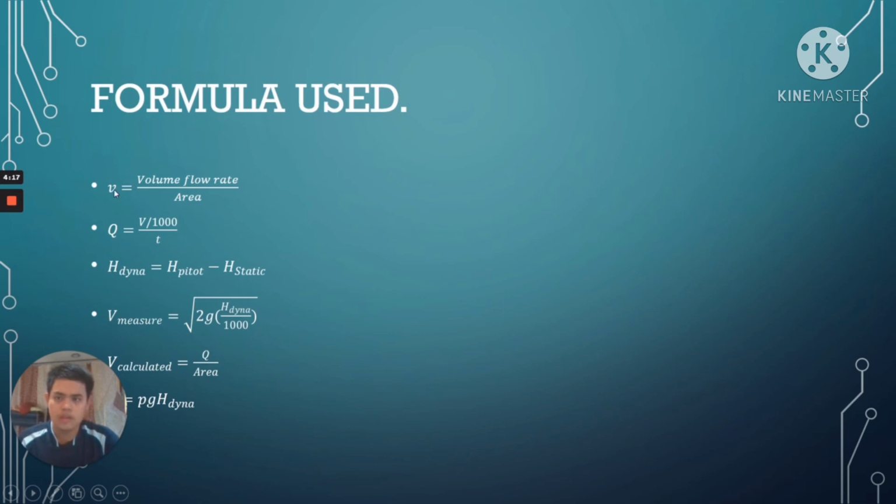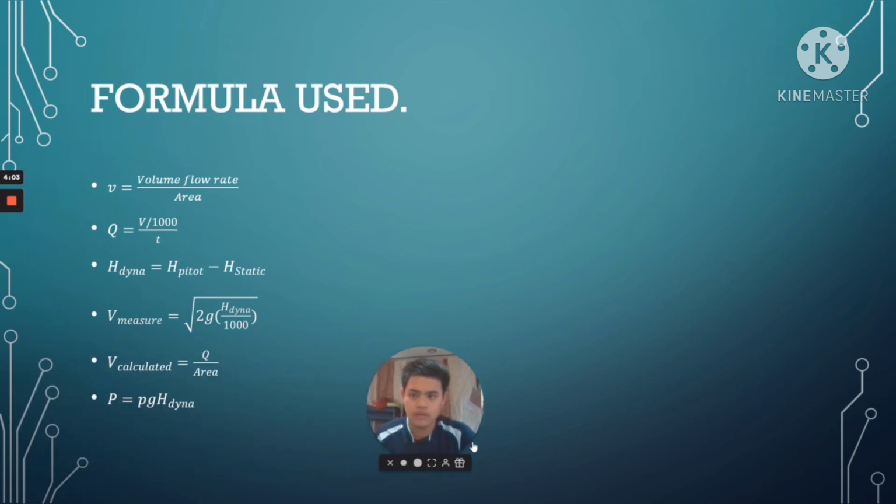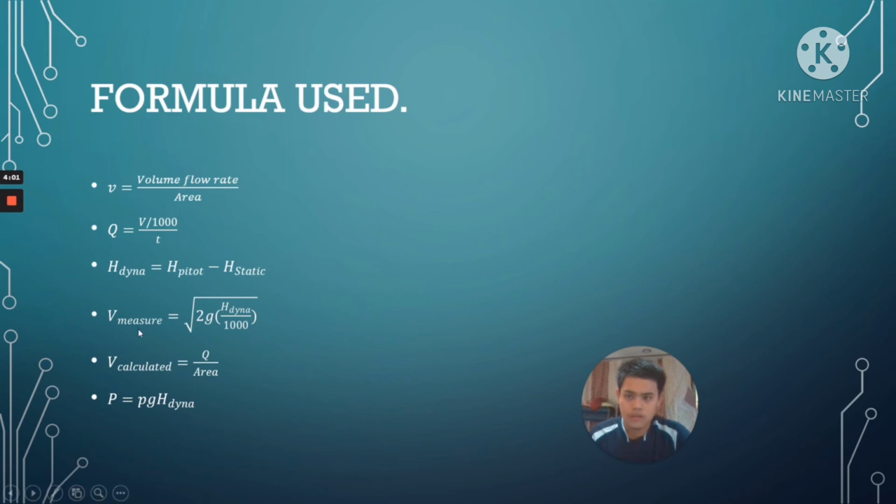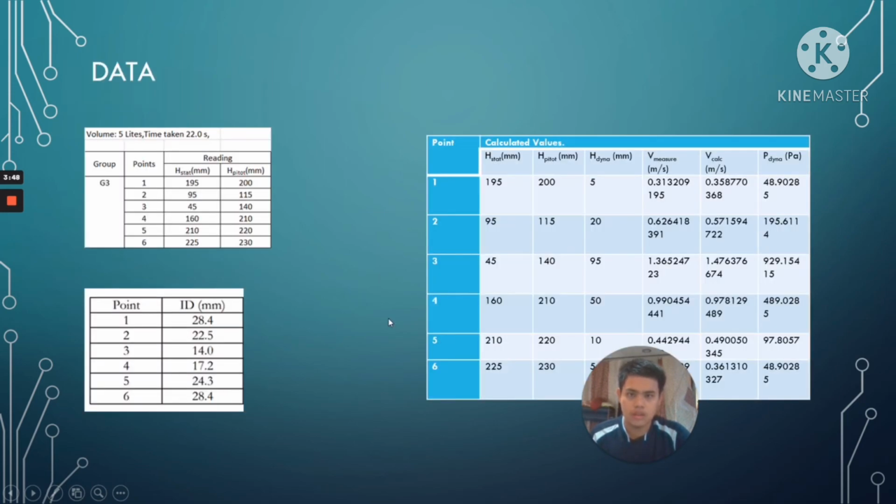V is the velocity. After I calculated the volume flow rate, I will calculate the velocity of the flow based on the point. So this is the formula for dynamic head. This is the formula for measured velocity. This is also the formula for the calculated velocity. This is the formula for dynamic pressure. So we will use these formulas in our next step, which is to generate this data.